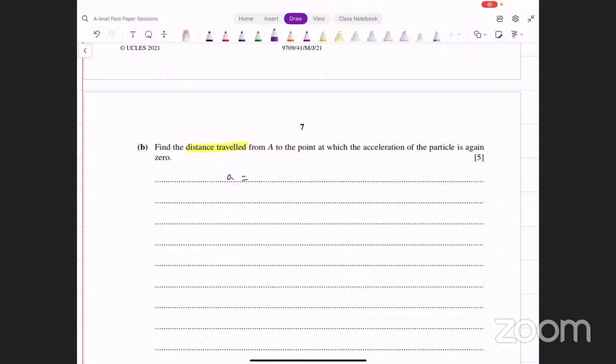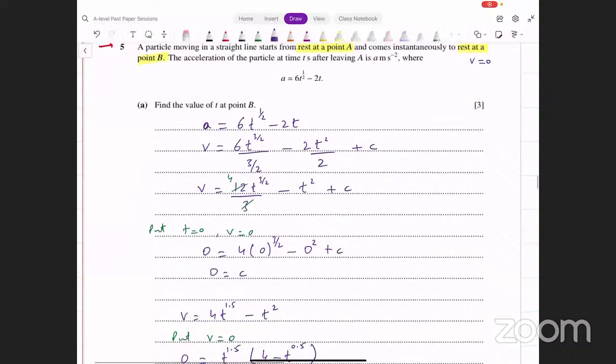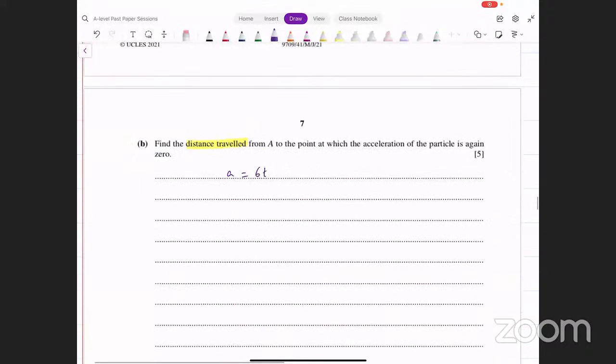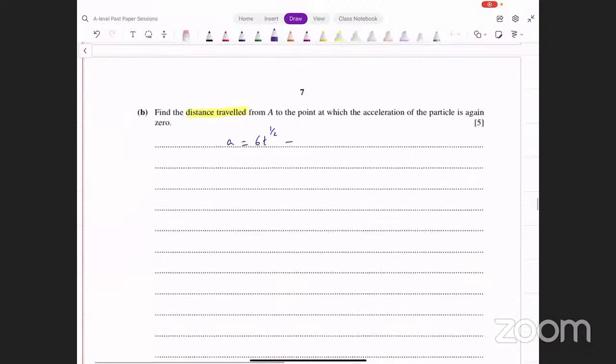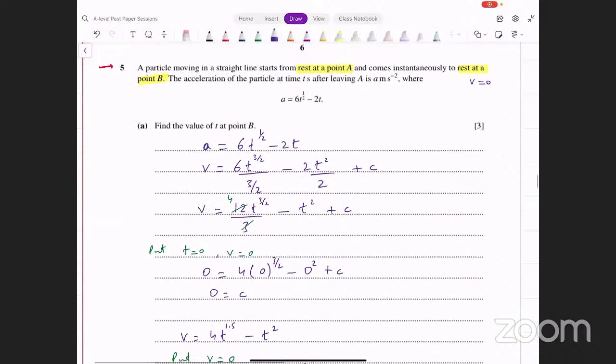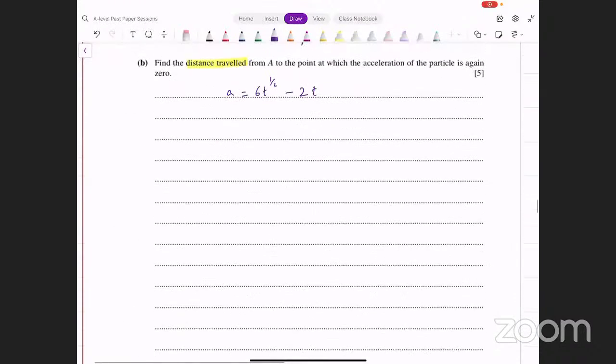Okay. Acceleration का formula क्या है हमारे पास? Acceleration equals 6t raised to power 1 over 2 minus 2t. That's how acceleration is defined in this question. Okay. Now, first of all, we need to find when does acceleration become 0 again. So for that, we're going to input a equals 0. That's what we do here. We put a equals 0. उससे हमारे पास t की value आ जाएगी जब acceleration दोबारा 0 होती है.